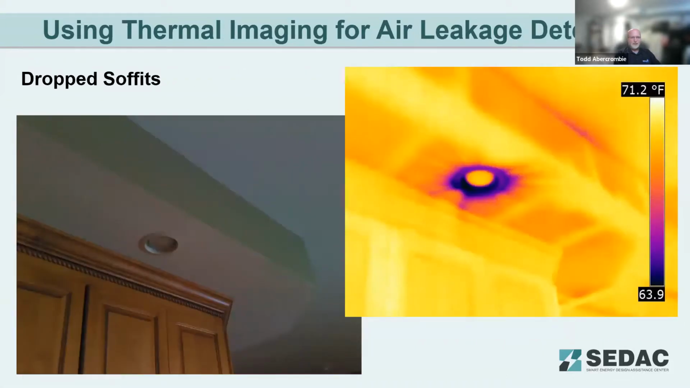Common other areas: drop soffits. This is one that obviously was not sealed from the attic. We've got a lot of leakage in the recessed light. Another problem that can be addressed.